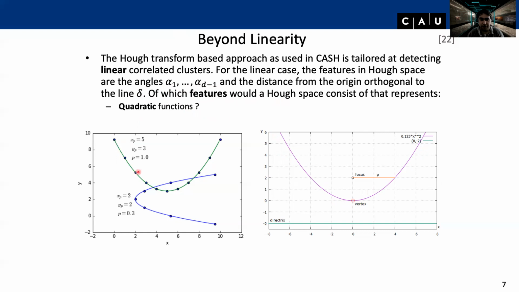Well, as you see here, these two parabolas that we have, one here and one here, differ in two aspects. First, they have a different vertex. So this xp, yp, these are the vertices of these two parabolas: 2 and 2, as you see here, and here it's 5 and 3. And they differ in the opening. So this one, the green one, is more open than the blue one that we have. So we have two parameters.